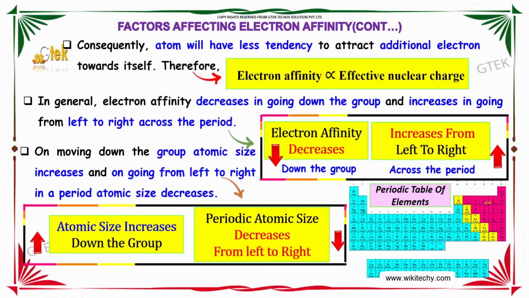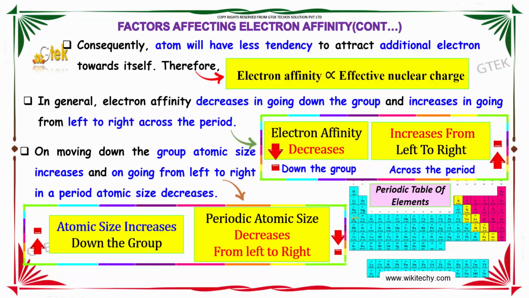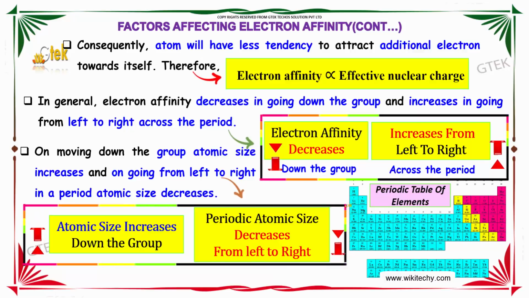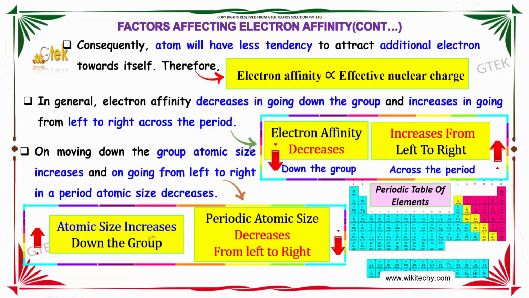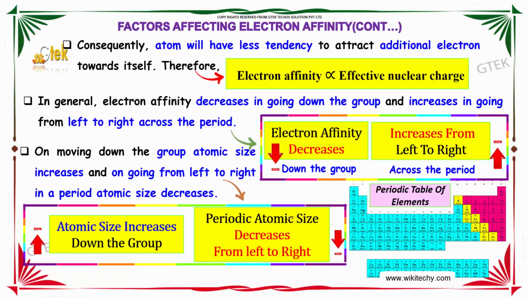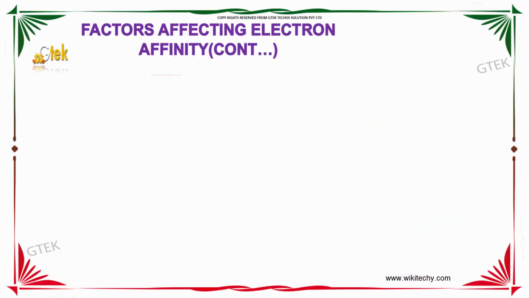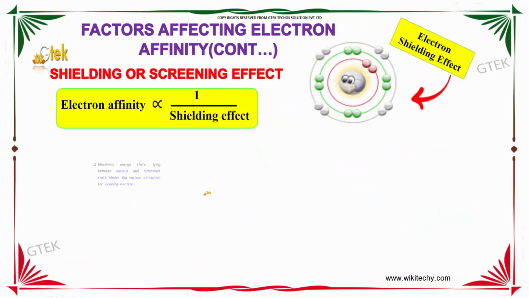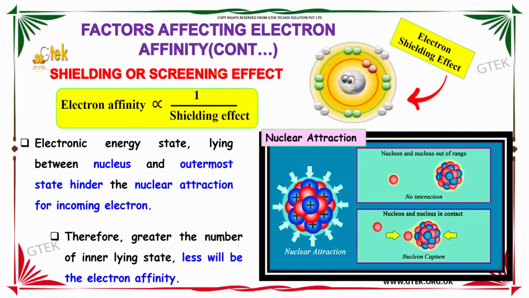On moving down the group, the atomic size increases, and going from left to right in a period, the atomic size decreases. This is on the factors affecting electron affinity.